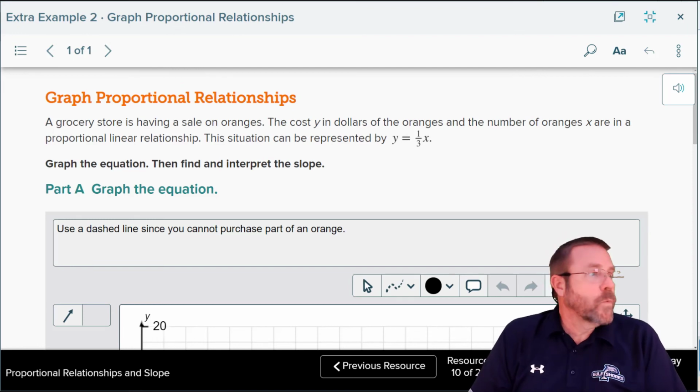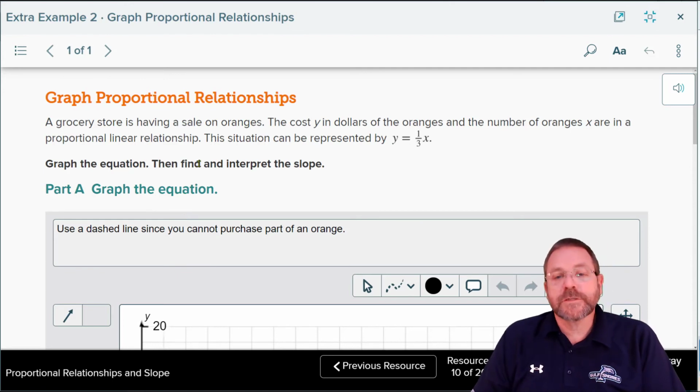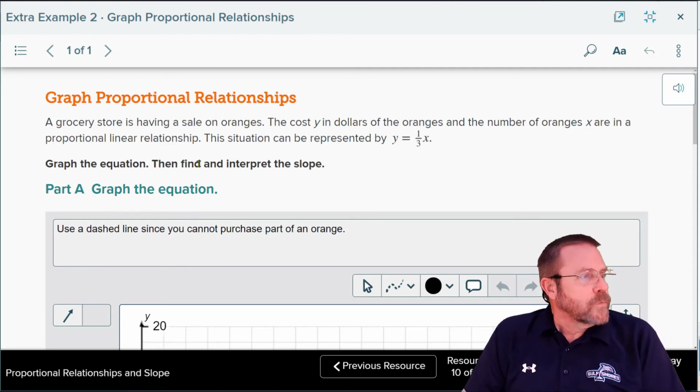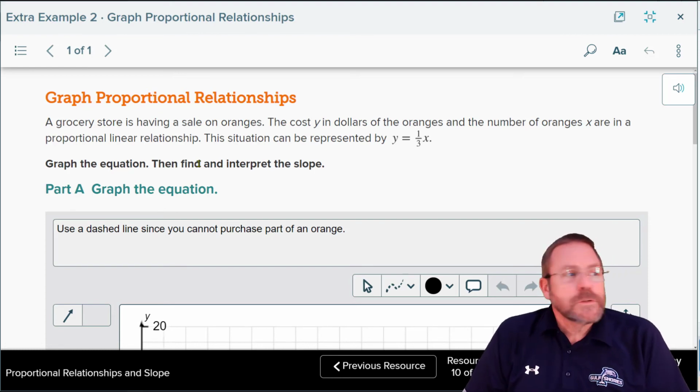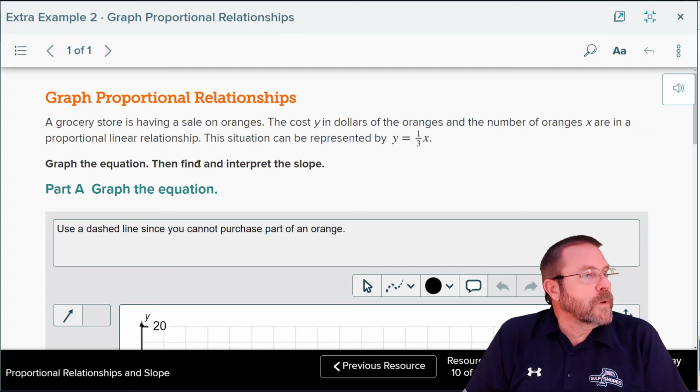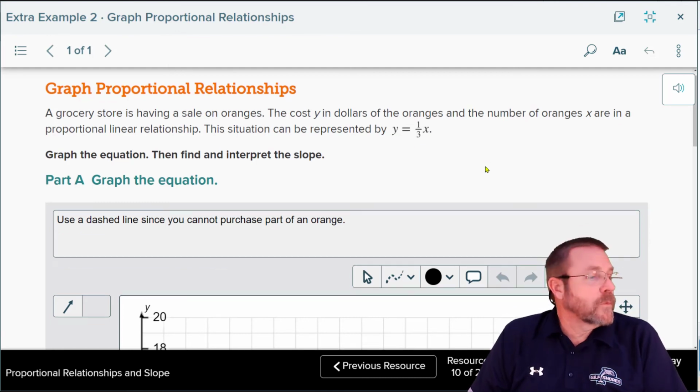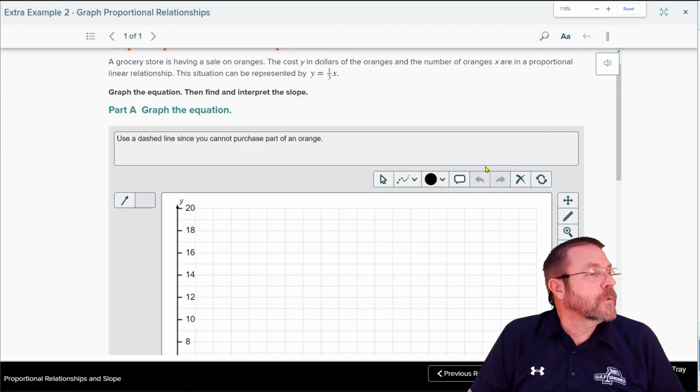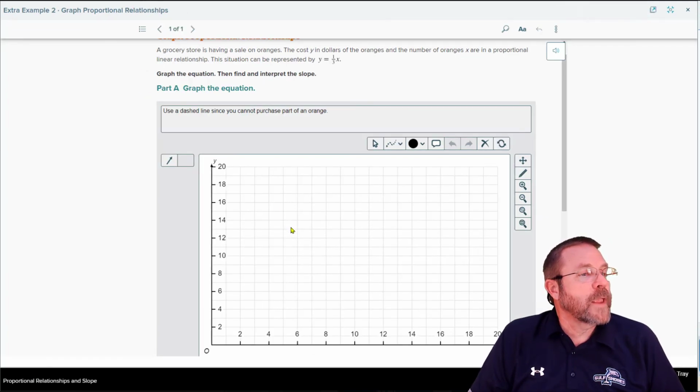It's your turn again. Work extra example number 2, which talks about a grocery store having oranges on sale. So, the grocery store is having a sale on oranges. The cost y in dollars of oranges and the number of oranges x are a proportional relationship. The situation can be represented by y is equal to 1/3 x. Now I want to point out that 1/3 is a fraction, and for me doing this, I would be picking values for x so that I can get whole number answers for both x and y. So let's see here, it's going to be a dashed line because we cannot use half an orange.